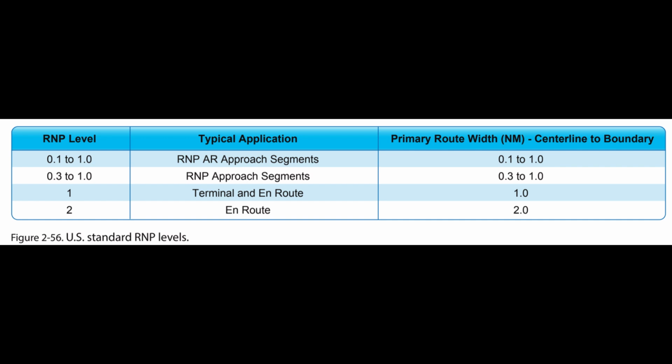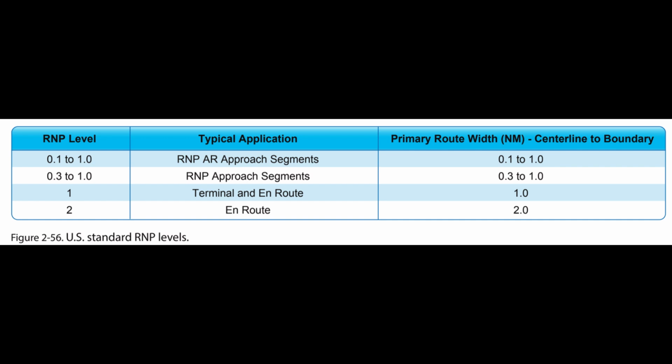Application of standard RNP levels. United States standard levels of RNP typically used for various routes and procedures supporting RNAV operations may be based on use of a specific navigational system or sensor, such as GPS, or on multi-sensor RNAV systems having suitable performance.